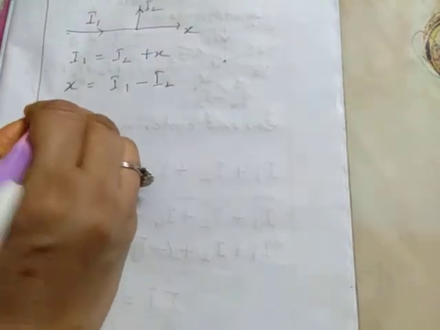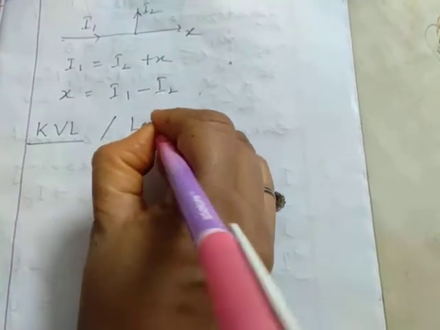Now, Kirchoff's voltage law, that is known as KVL. Kirchoff's voltage law, that is KVL. You can also call it the loop law.